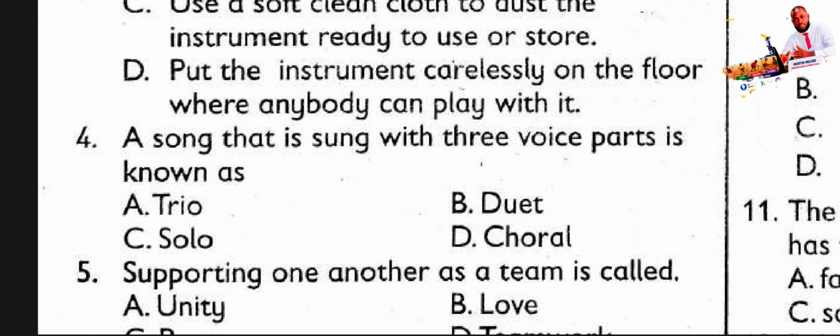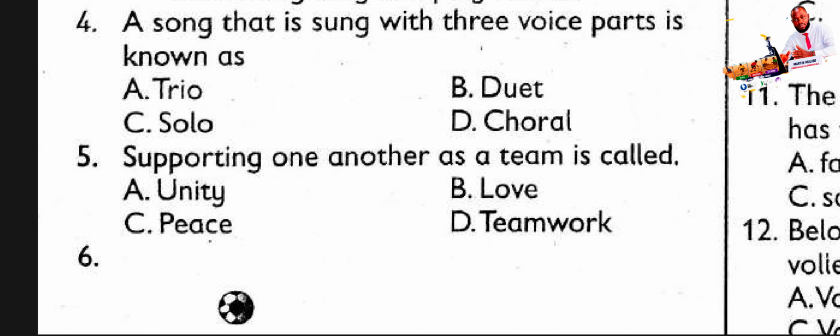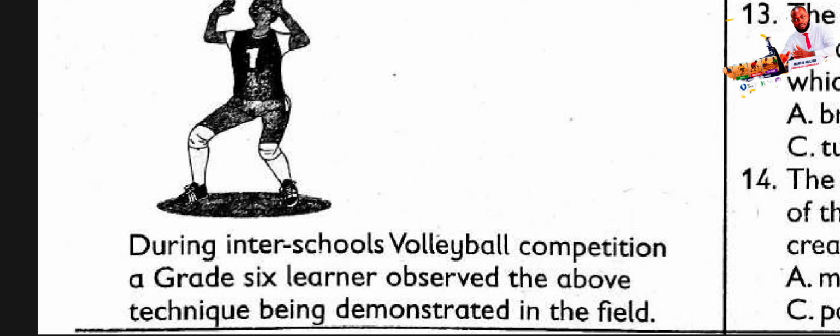Number four says a song that is sung with three voice parts is known as a trio, which is A. Duet is two people, solo is one person, and many people will say that one is choral or choir. Number five, supporting one another as a team is called love, unity, peace, teamwork. That one is teamwork because of a team.